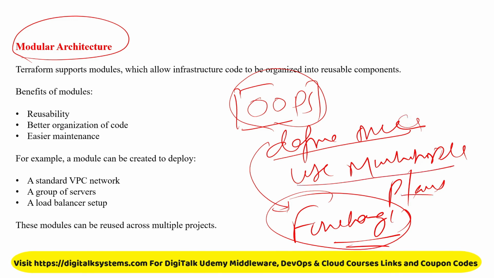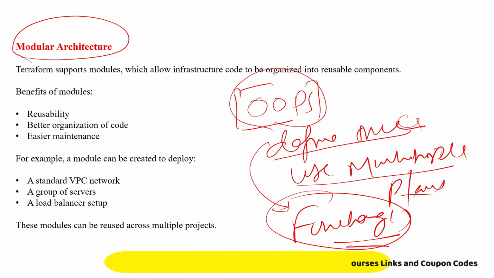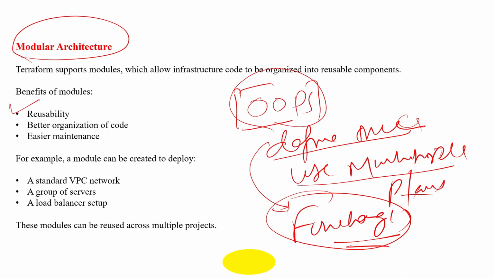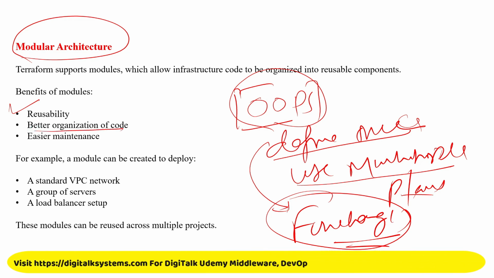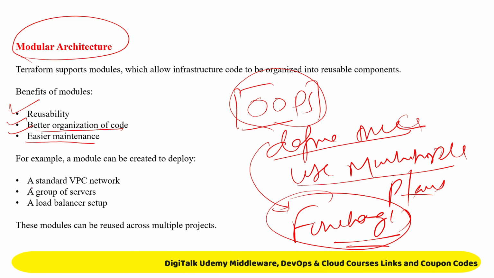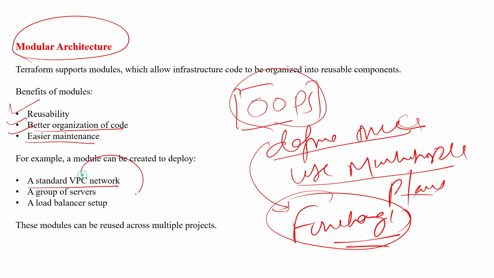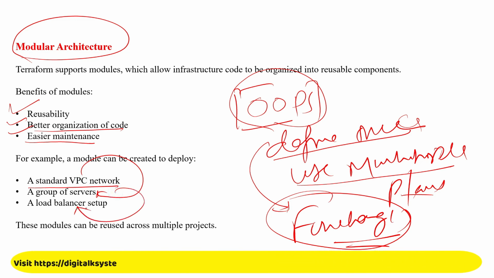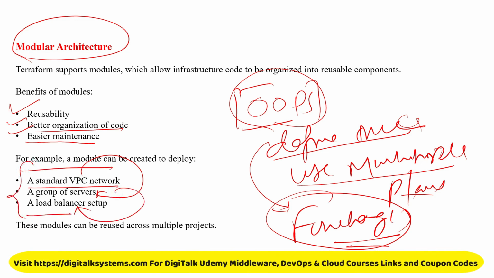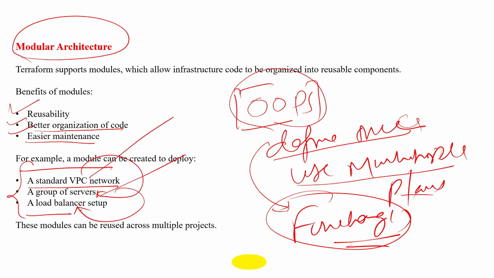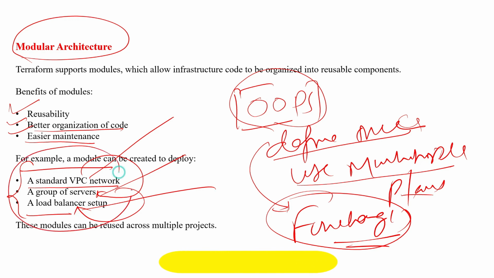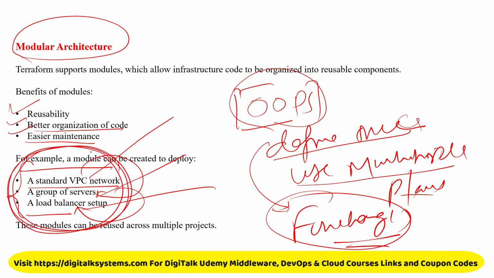Similarly, when we maintain infrastructure as code with the help of Terraform, we get the benefit of reusability, better organization of code, and easier maintenance. Suppose you have defined some Terraform files where you create one VPC, inside the VPC you create some servers, and then you configure the load balancer. This automation of Terraform scripts is there with you. Now suppose again you have a requirement where you want to configure some VPC, some group of servers, some load balancers. You can utilize the same set of configuration files that you have already built in your environment.